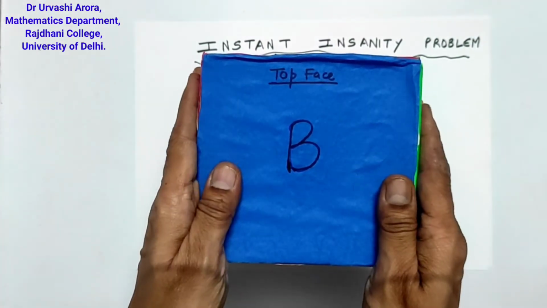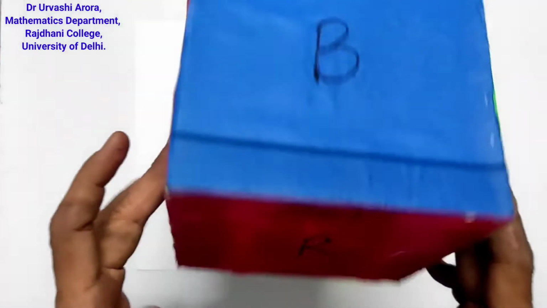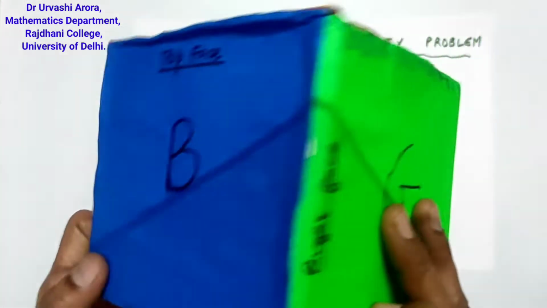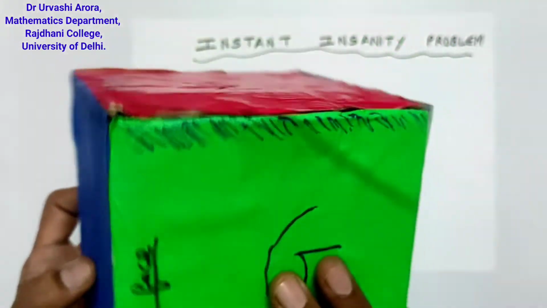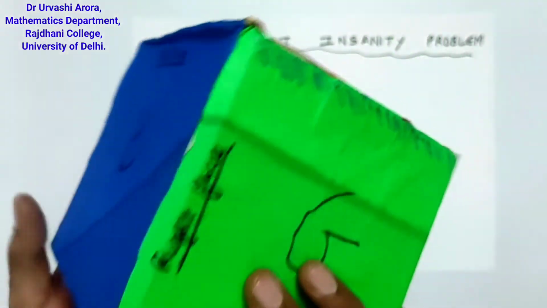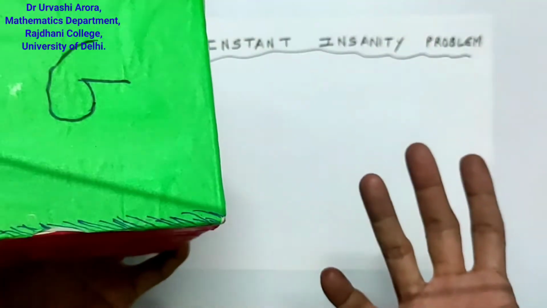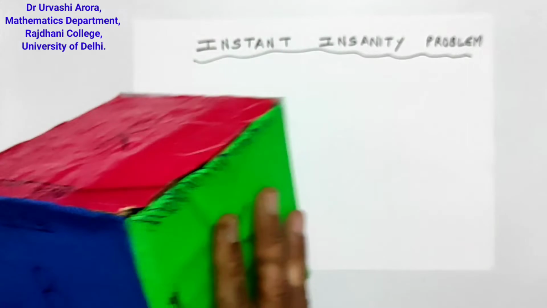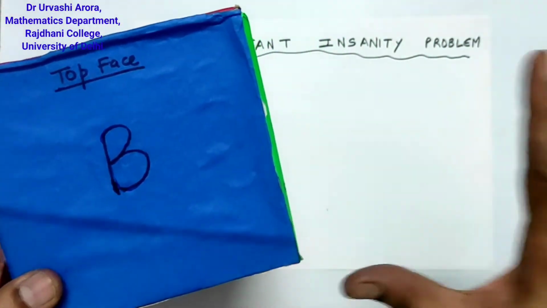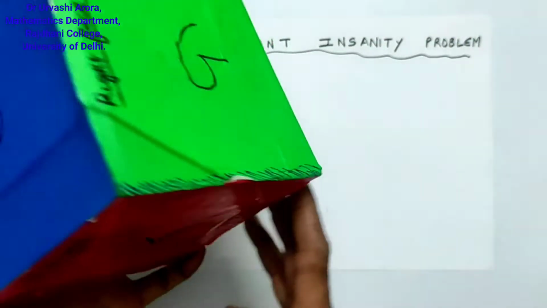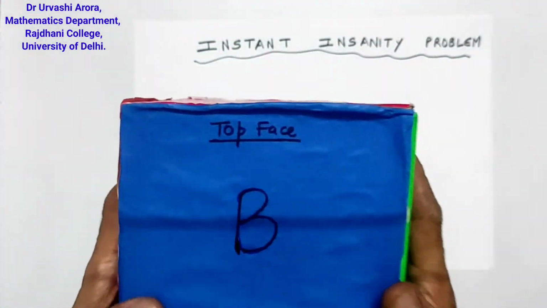Basically, the instant insanity problem is that four such cubes will be given to you, painted with four different colors. In this case we are taking the four colors to be red, blue, green and white. You can take any four different colors. Also the pattern of the colors can be any. I'll be just taking one version of the instant insanity problem, in which I'll take four particular cubes, and the faces will be painted in some particular manner using these four different colors.